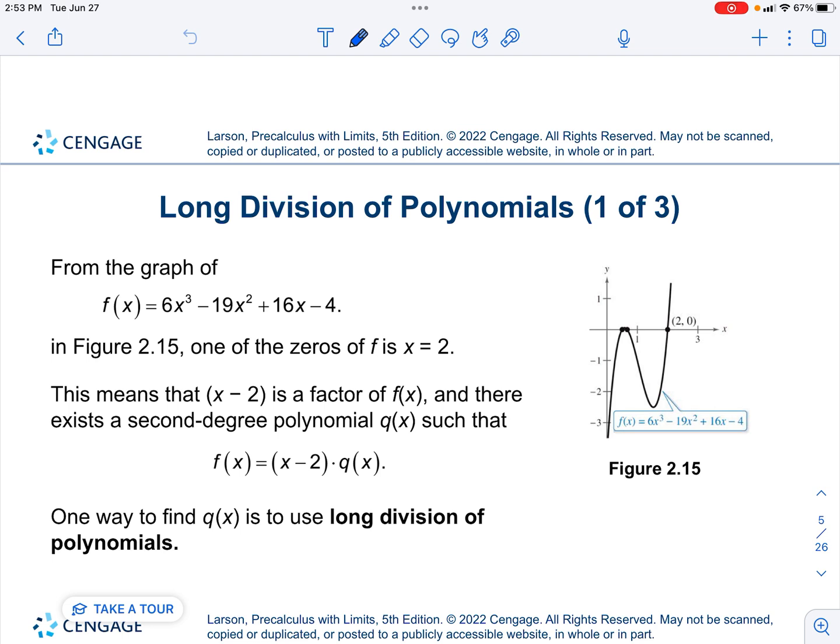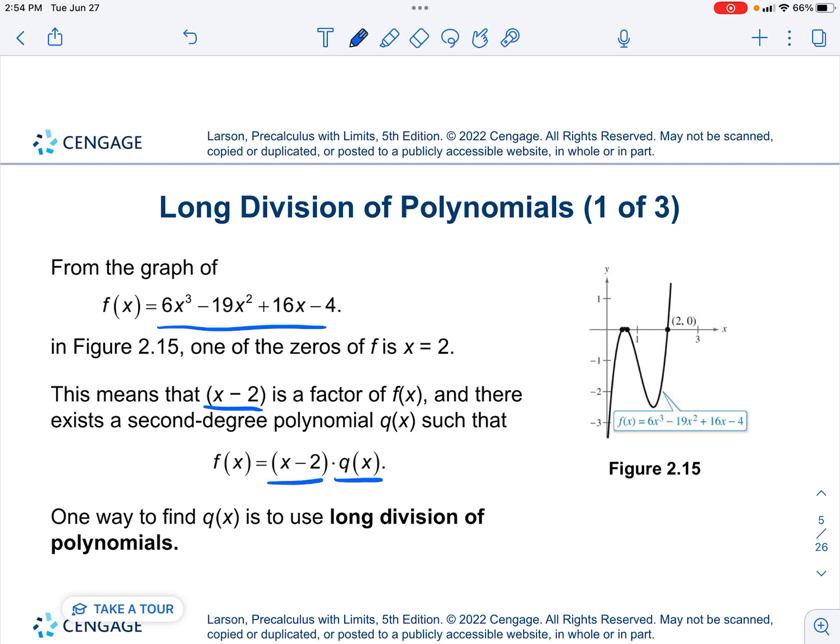And so here it gives us a polynomial, and then we can see the graph. It says that one of the zeros is 2. That means if one of the zeros is 2, there is a factor of x minus 2 in this polynomial. So if we were to divide that out, we would want to see what's left. So here's the factor that we could pull out, and then q of x would be what's left. That may be factorable as well.